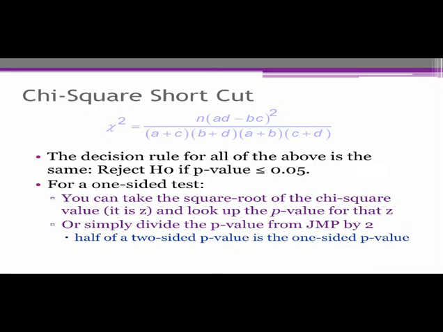For a one-sided test, you can actually take the square root of the chi-square, and that will give you the z, and look up the p-value associated with the z-score. Or you can simply divide the p-value from JMP by 2. So to repeat, half of a two-sided p-value is the one-sided p-value. So you can take the two-sided likelihood ratio chi-square test, divide that p-value by 2, and that will give you the one-sided p-value. Just make sure you know which side you're looking for.